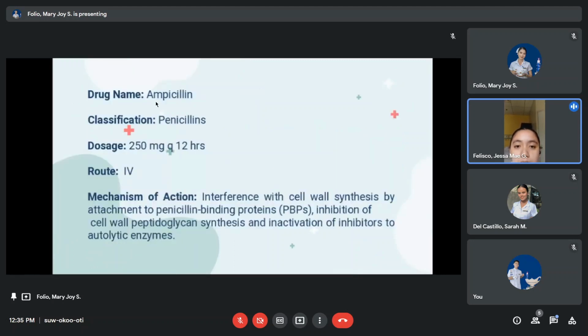So another is ampicillin. This belongs to the penicillin, and the dosage is 250 mg every 12 hours. For the route, this is intravenous. The mechanism of action: interference with cell wall synthesis by attachment to penicillin binding proteins, inhibition of cell wall peptidoglycan synthesis, and inactivation of inhibitors to autolytic enzymes.